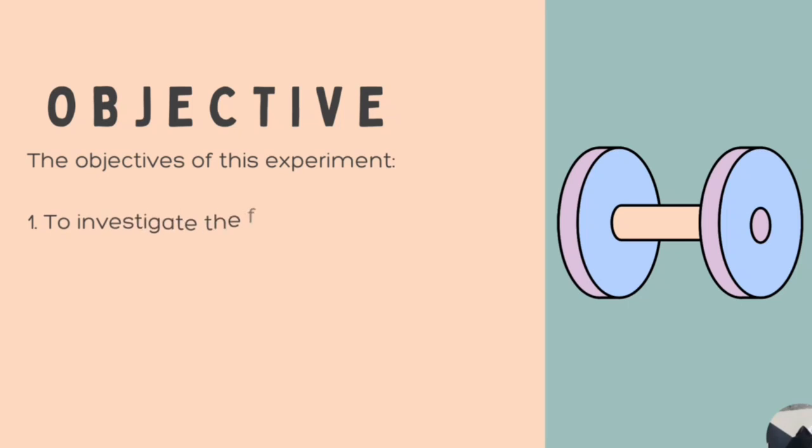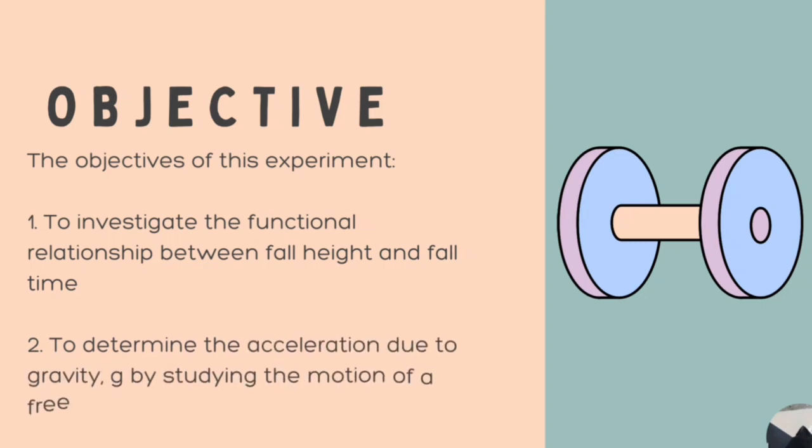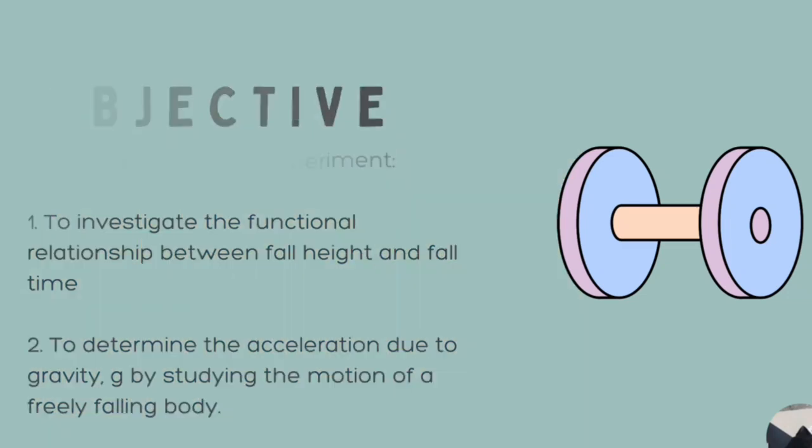Objective of this experiment: 1. To investigate the functional relationship between fall height and fall time. 2. To determine the acceleration due to gravity, g, by studying the motion of a freely falling body.